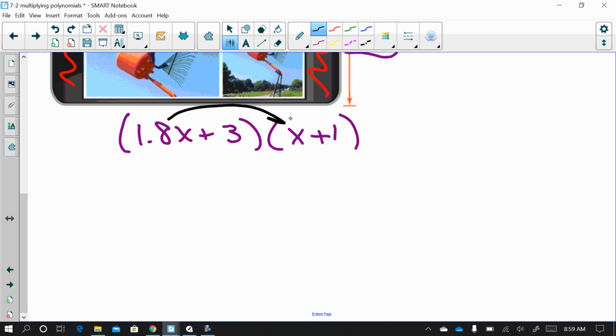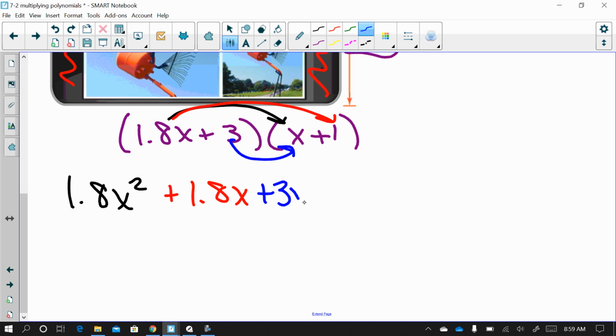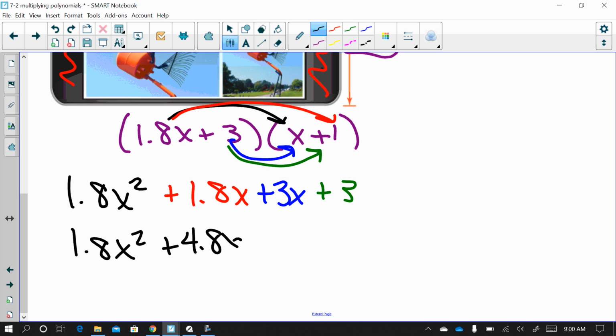First times first, 1.8x squared. Outsides, 1.8x. Insides, 3x. And lasts, 3. Combine your like terms. 1.8x squared, 1.8 plus 3 is 4.8x, and then plus 3. Remember, this is the whole phone, so I'm going to label it just to remind ourselves.